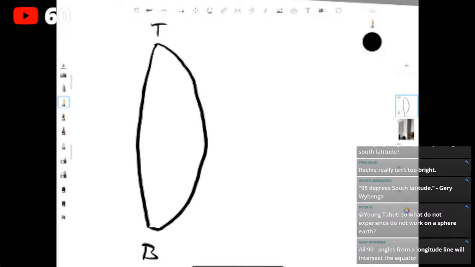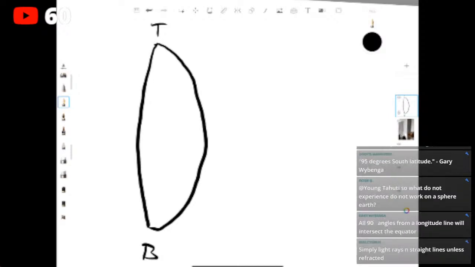Well, I can find a magnifying glass for you if you want. Well, that makes it bigger. It doesn't make it higher, does it?